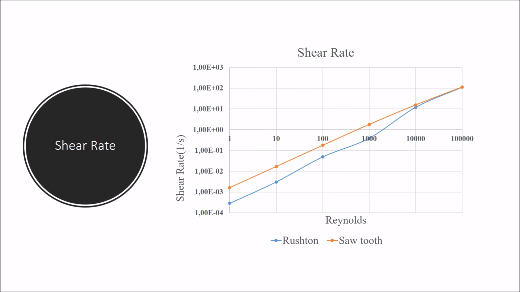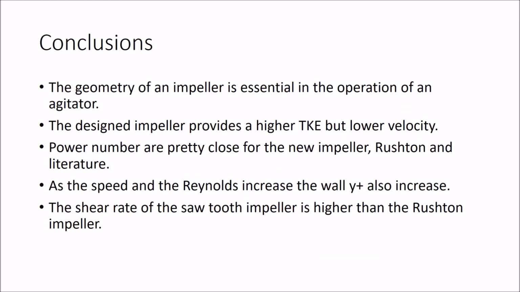The sawtooth shows a greater shear rate. So in conclusion, the geometry of the impeller is essential in the operation of an agitator. The design of the impeller provides higher TKE but lower velocity. Power numbers are pretty close to the literature for the new impeller. The shear rate of the sawtooth impeller is higher than the Russian impeller.